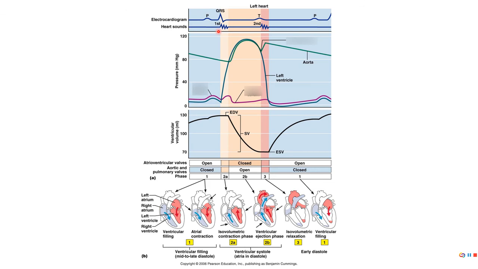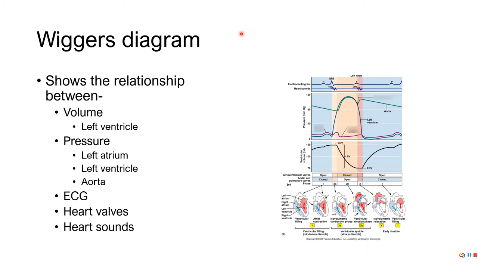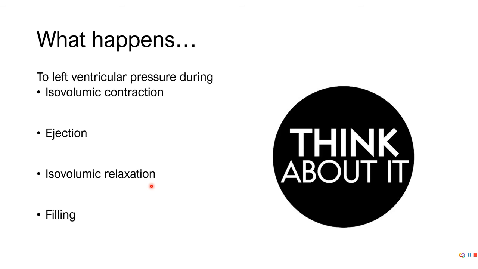Okay, if you haven't gone through Wiggers before, well, we're going to go through it again. And so Wiggers shows us the relationship between the left ventricular volume, the pressure in the left atrium, left ventricle, and aorta, as well as the ECG, heart valves, and heart sounds. Okay, so as we go through this, I challenge you to have a piece of paper and answer the questions. I'm doing this in a series of questions. Okay, so what happens to left ventricular pressure during isovolumic contraction, ejection, isovolumic relaxation, and filling?